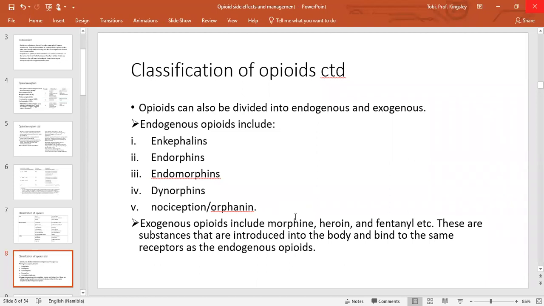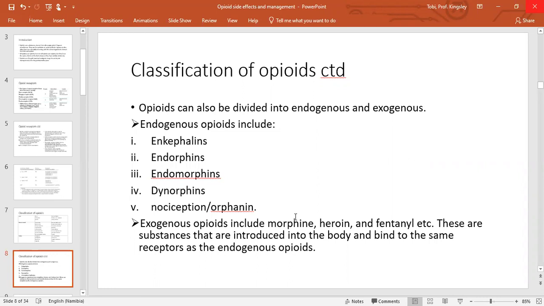So another classification of opioids is based on whether they're endogenous or exogenous, whether they are in the body. So endogenous opioids include what we have mentioned earlier: the enkephalins, endorphins, endomorphins, dynorphins, nociceptin, and opioid.